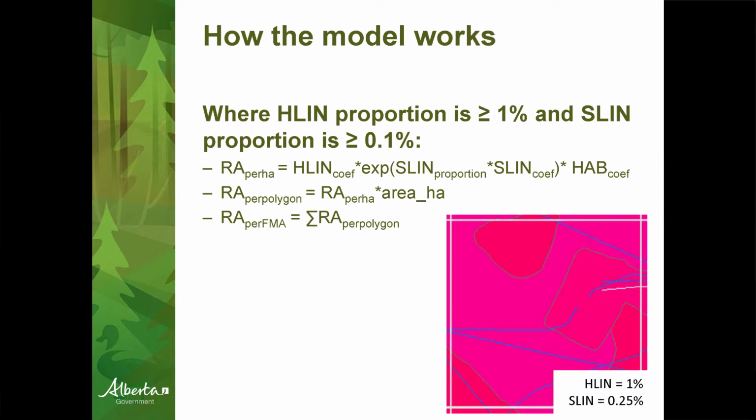And so in total, we're able to produce a relative abundance for every AVI polygon and then add that up to the FMA. We counted it to compartments as well, because then we can start to do some strategic mitigations at a compartment level if needed.